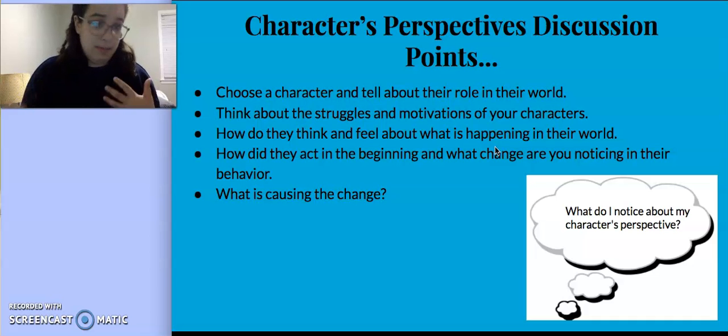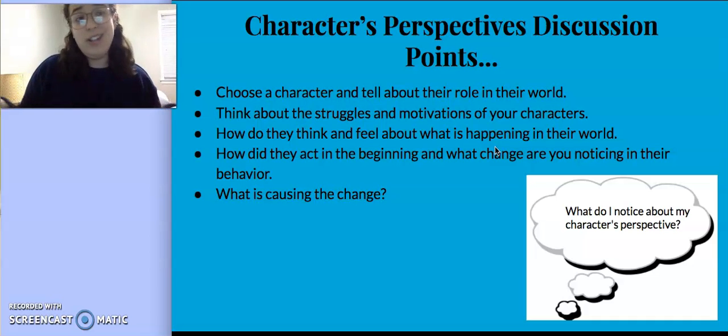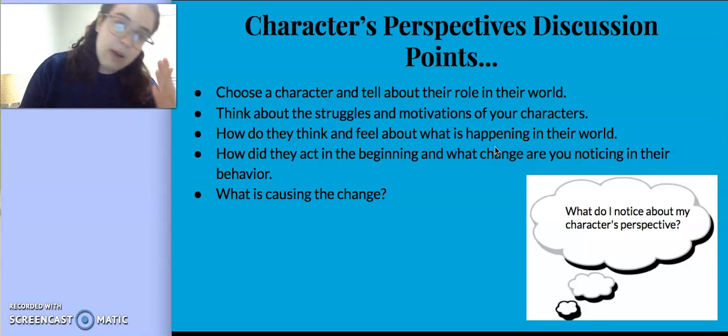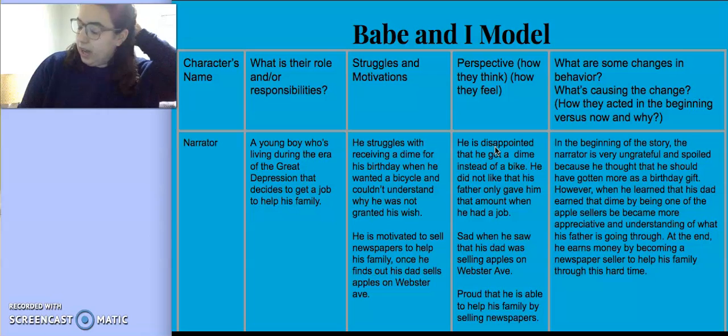What is going on to make them change? Or have they not changed and they've been exactly the same? Probably not, because we all grow a little bit. So how has your character grown throughout the book so far? So that's my favorite idea about character to think about, is how they've changed. So that's what we're going to take a look at today.